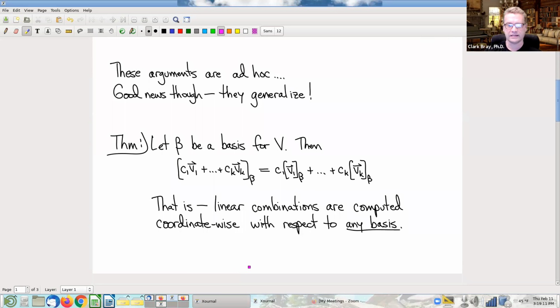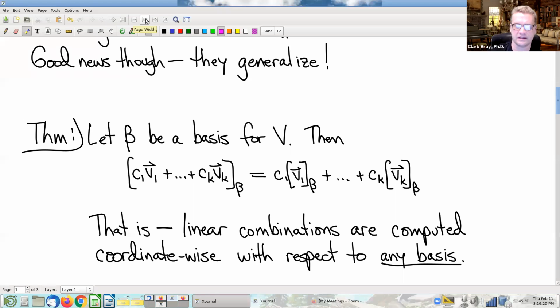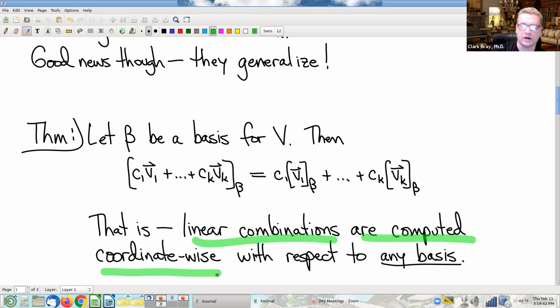So, a very nice little theorem. There's not that much to it, really. There's a bunch of algebra on the page you have to look at, but let's just think about what this says. This says the coordinates of a linear combination are the same as that same linear combination of the individual coordinates. In other words, linear combinations are computed coordinate-wise.